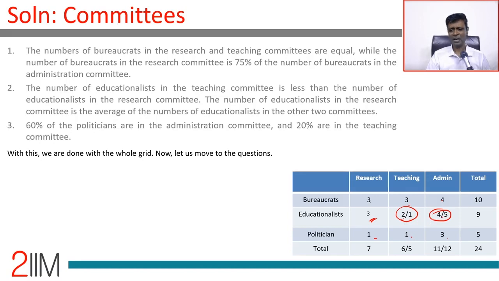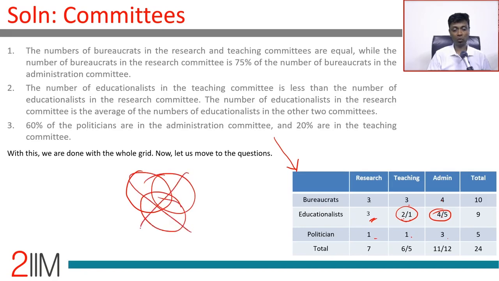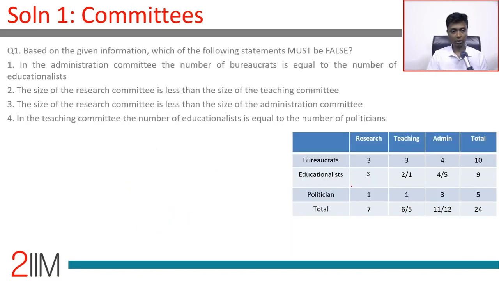So very interesting question, very simple question once we know that the data has to be laid out like this. The big temptation here is to draw a Venn diagram. That one sentence which says there is no overlap tells us that we shouldn't go for this, we should go for this. Okay. Now let's move to the questions.